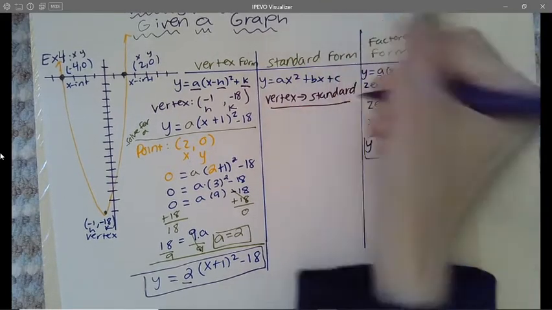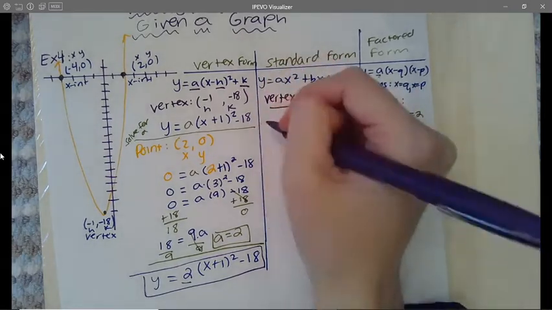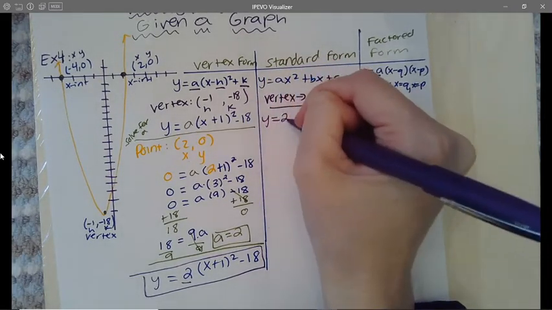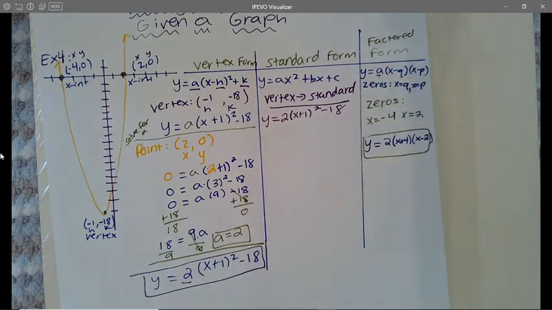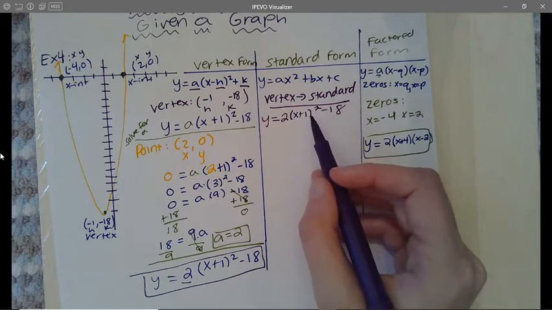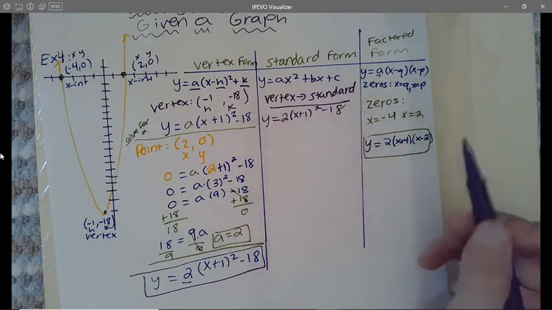Okay, then I'll show you how to do the same thing, but starting from factored form. Okay, so let's get started. So we have y equals 2 times x plus 1 squared minus 18. If you guys recall, when we solved, I think it was example 3, if I'm not mistaken, basically one of the examples we started from vertex form and you had to get to standard form.